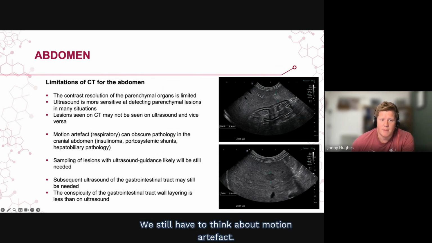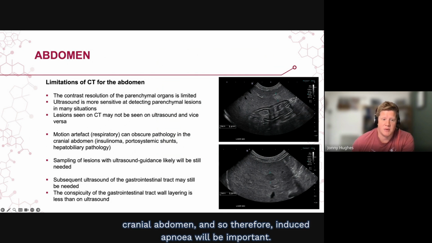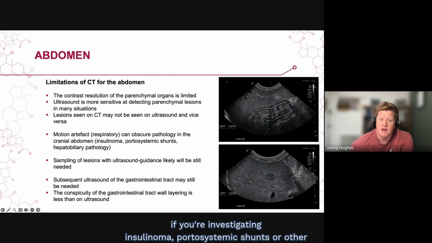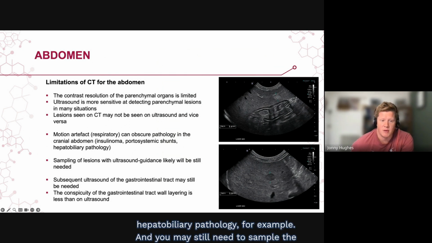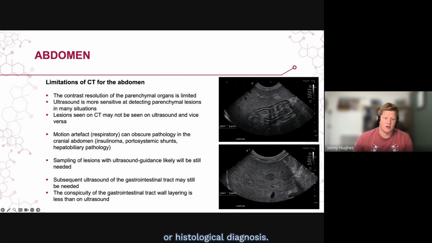We still have to think about motion artifact. Although we're outside the thorax, respiratory motion can still affect the cranial abdomen. And so therefore induced apnea will be important. And this will be particularly pertinent if there's pathology related to the cranial abdomen, if you're investigating insulinoma, portosystemic shunts, or other hepatobiliary pathology, for example. And you may still need to sample the lesions with ultrasound guidance afterwards for a definitive cytological or histological diagnosis.